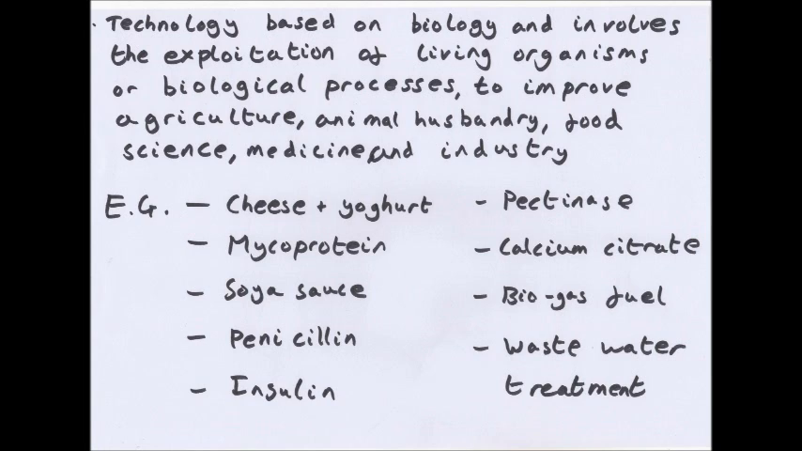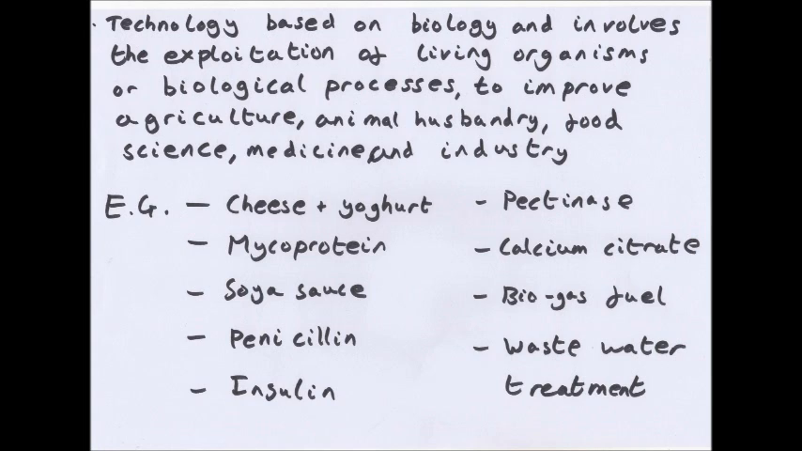Pectinase, which is used in fruit juice extraction. The Aspergillus niger is grown in certain conditions, produces and secretes pectinase enzyme. Calcium citrate, which is used in detergents. Aspergillus niger again produces citric acid as a byproduct of its normal metabolism. Biogas fuel production. Methanogenic bacteria grown on concentrated sewage respire anaerobically and generate gases that can be used as fuel.